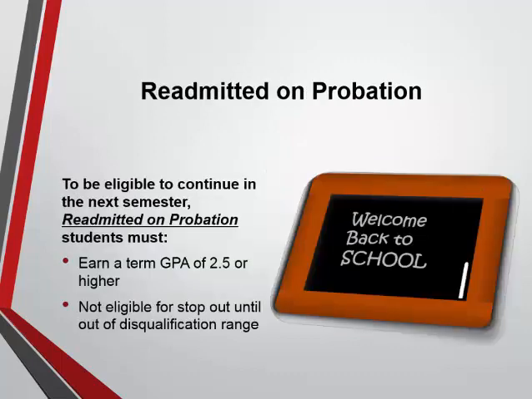If you were readmitted to the university on probation, meaning you were previously disqualified and were readmitted and returned after your disqualification, you must earn a term GPA of 2.5 or higher each semester until your GPA improves to above disqualification range. Students readmitted on probation are not eligible to stop out until they are out of disqualification range.